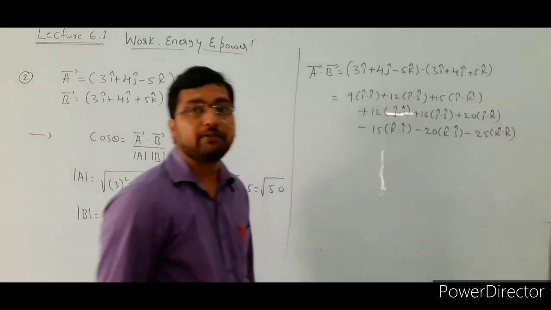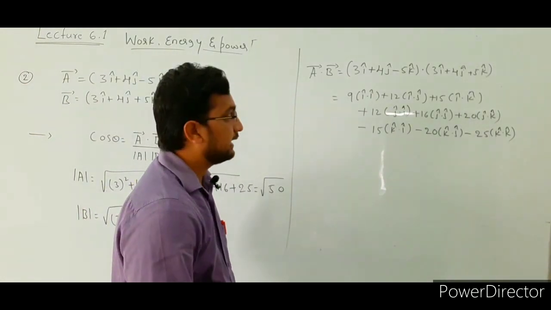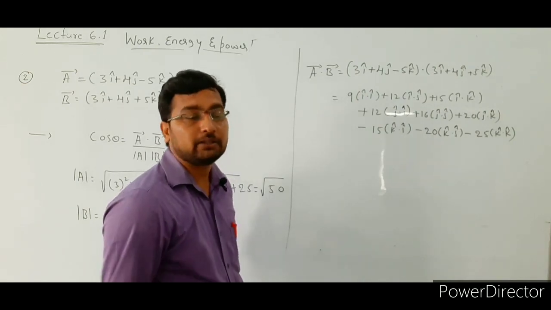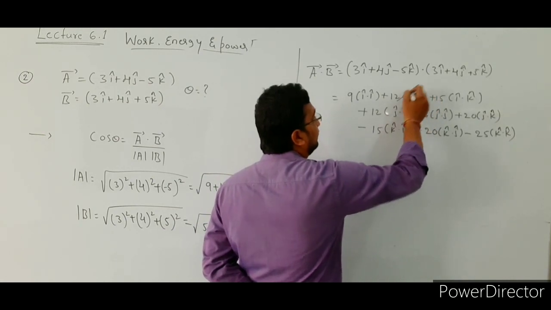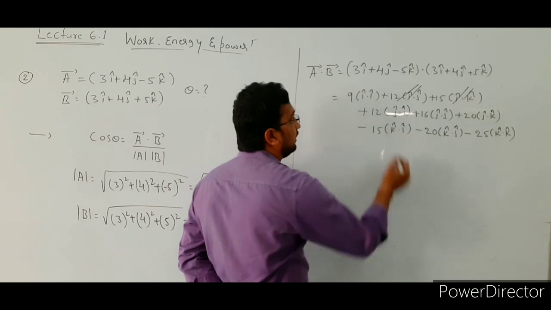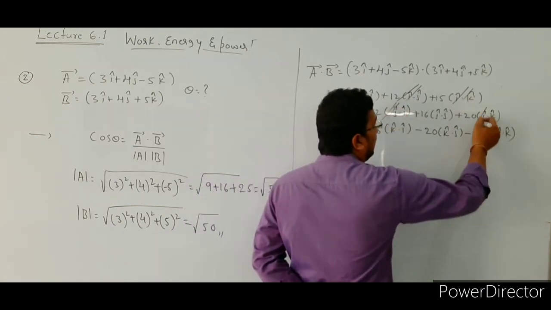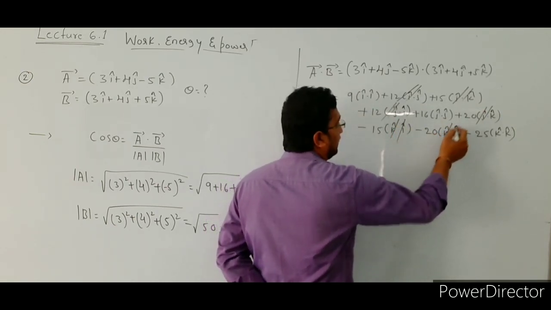So already we know that i cap dot i cap value is 1, j cap dot j cap value is 1, k cap dot k cap value is 1, and for all the remaining ones, i dot j becomes 0, i dot k becomes 0, j dot i becomes 0, and j dot k is also 0.